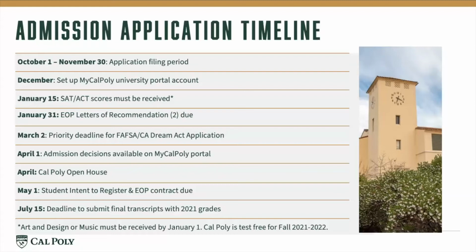We will be emailing you shortly after you apply within the month of December to set up a MyCalPoly University portal account, which is the account that you will log into to check your application status for Cal Poly. So please sign up for your Cal Poly account or university portal and keep that information, including username and password, safe. If you do have any issues with the Cal Poly portal, please give our admissions office a call and we can walk you through the steps on how to reset your password, or if you have any technical issues, please give us a call.